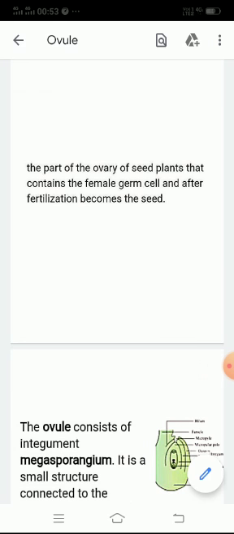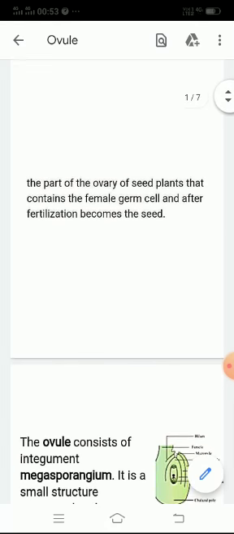So we know there is an ovarian cavity and ovarian locule. In that locule the placenta is attached, and the structure attached to the placenta is your ovule or megasporangia. So this is all about ovule.